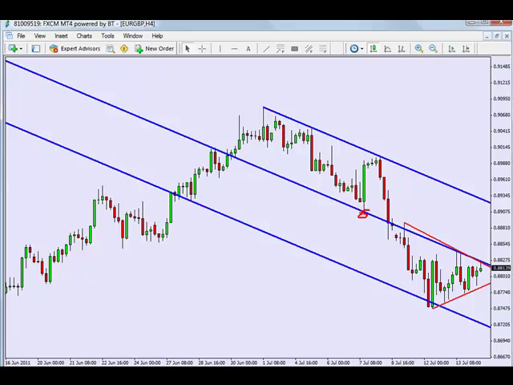We can see heart line respect right here, heart line respect right here, heart line respect at this point, and now we have heart line respect right here at this point. So overall, this is a great trend to look for opportunities to trade on the Euro Great British Pound.